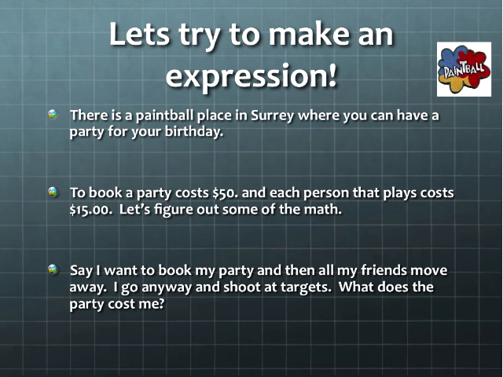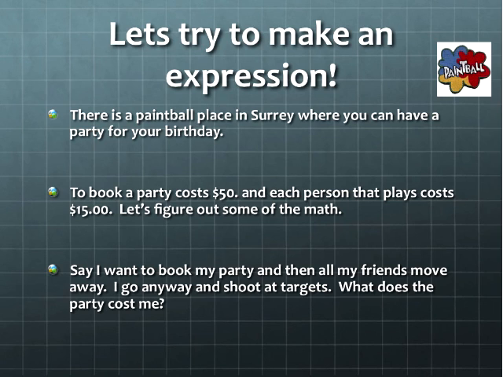So we're going to figure out some of the math. Say I want to go, I book my party and all my friends move away. There's a terrible plague. And my parents make them move. So I go anyway and shoot at targets. What is the party going to cost me altogether? All right. So what is that party going to cost me? Well, good. 15 plus 50.